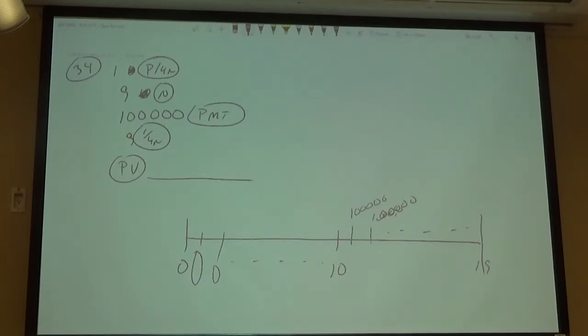Does that make sense? So it's kind of a two-part problem. So the first part is we're solving how much do we need to have in the account here, okay? So in order to do that, we get $599,524.69.